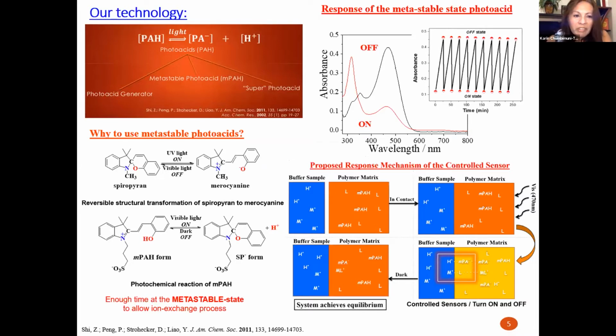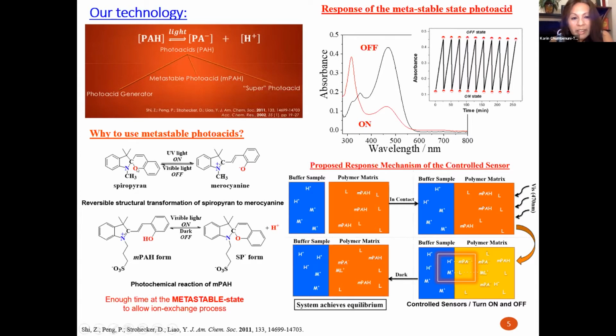In fact, we have the photoacid generator, which liberates the proton, but it doesn't regenerate. We also have super photoacids, which regenerate. However, the proton that they liberate lasts just a few nanoseconds. The uniqueness of the metastable photoacid is the fact that the proton that is liberated lasts in the order of seconds, minutes. The metastable state photoacid structure was derived from the spiropyran.